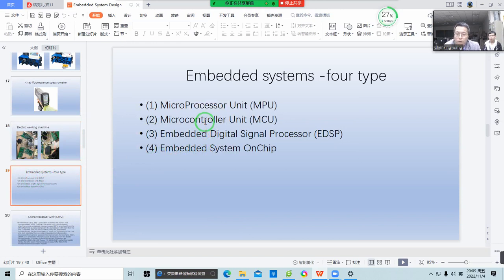Embedded systems have 4 types. First type is the microprocessor unit, MPU. The second is the microcontroller unit, MCU. And then the embedded digital signal processor, EDSP. And then the embedded system on chip, SoC. SoC is, if you're familiar with FPGA or CPLD, this is SoC.